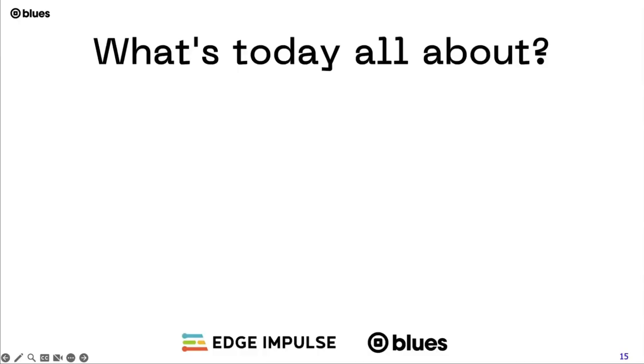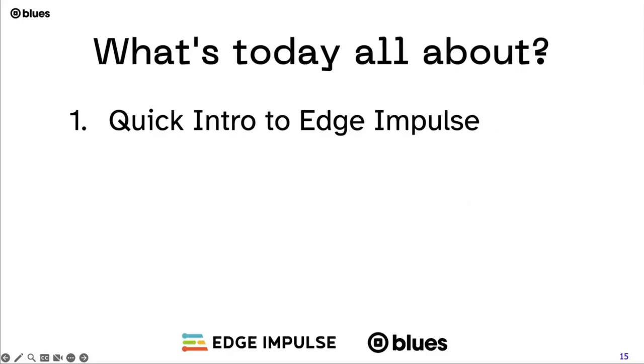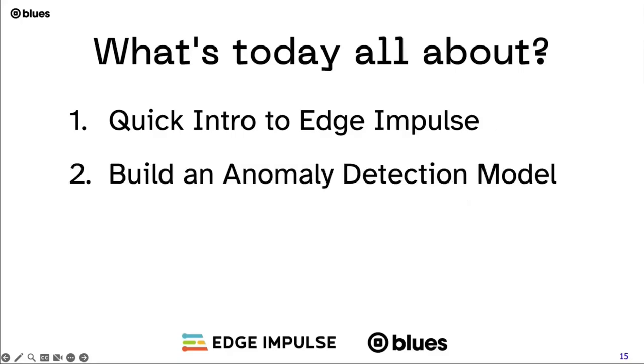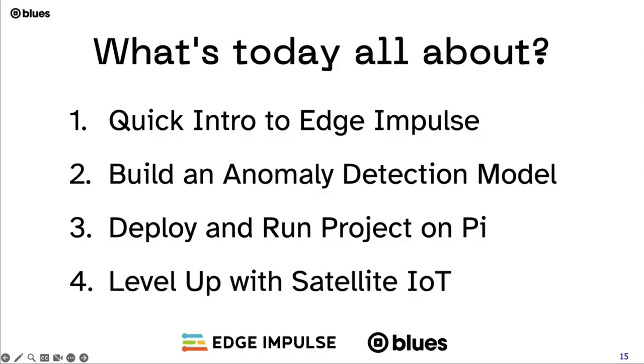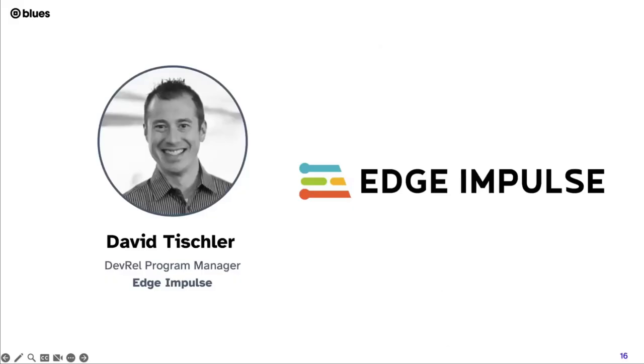So to translate everything I threw at you into a loose agenda for today, we're going to start with a quick intro to Edge Impulse from David. We're going to show you how the Edge AI model was built. Owen's going to show that off. And then TJ is going to deploy said project, said model, on a Pi for a quick demo. And then I'm going to come back to round things off to explain satellite connectivity and how it works with Blues. With that, I'm going to hand things off to David. Feel free to take it away.